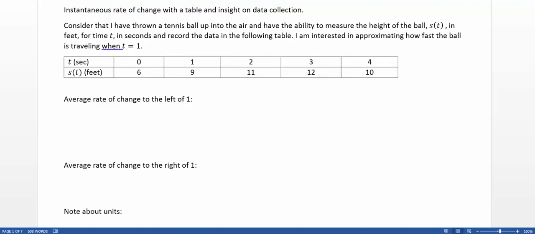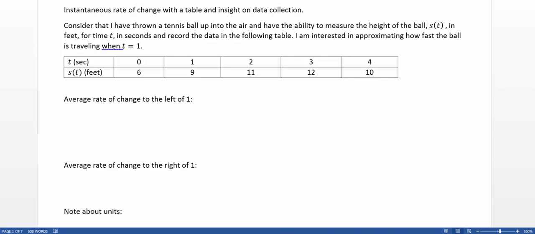So let's take a look at how we can use what we just learned from the graph about instantaneous rate of change to talk about how we might do this on a table. Now, tables are really important because most of the time in the sciences, when you're evaluating what's happening with functions, it's based on data that you've collected.